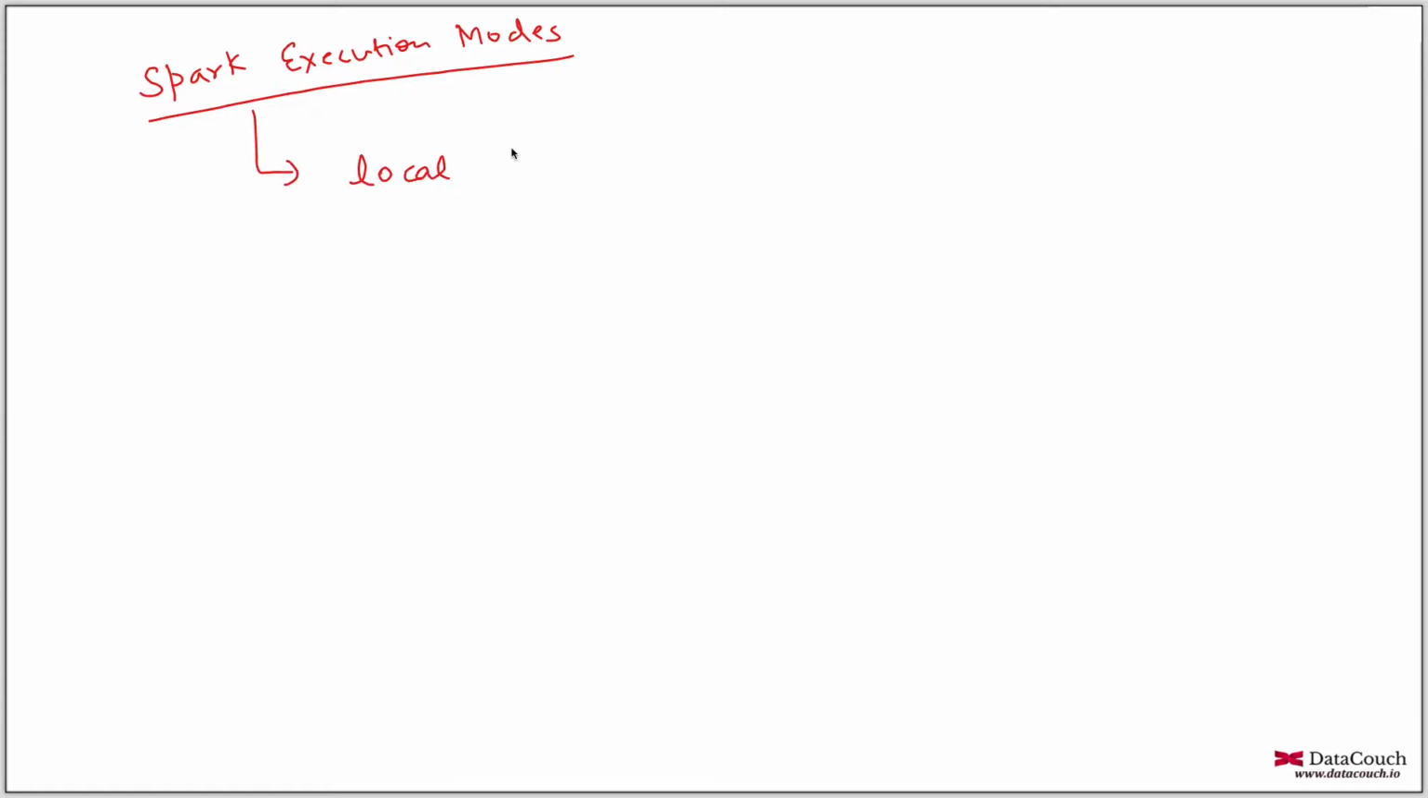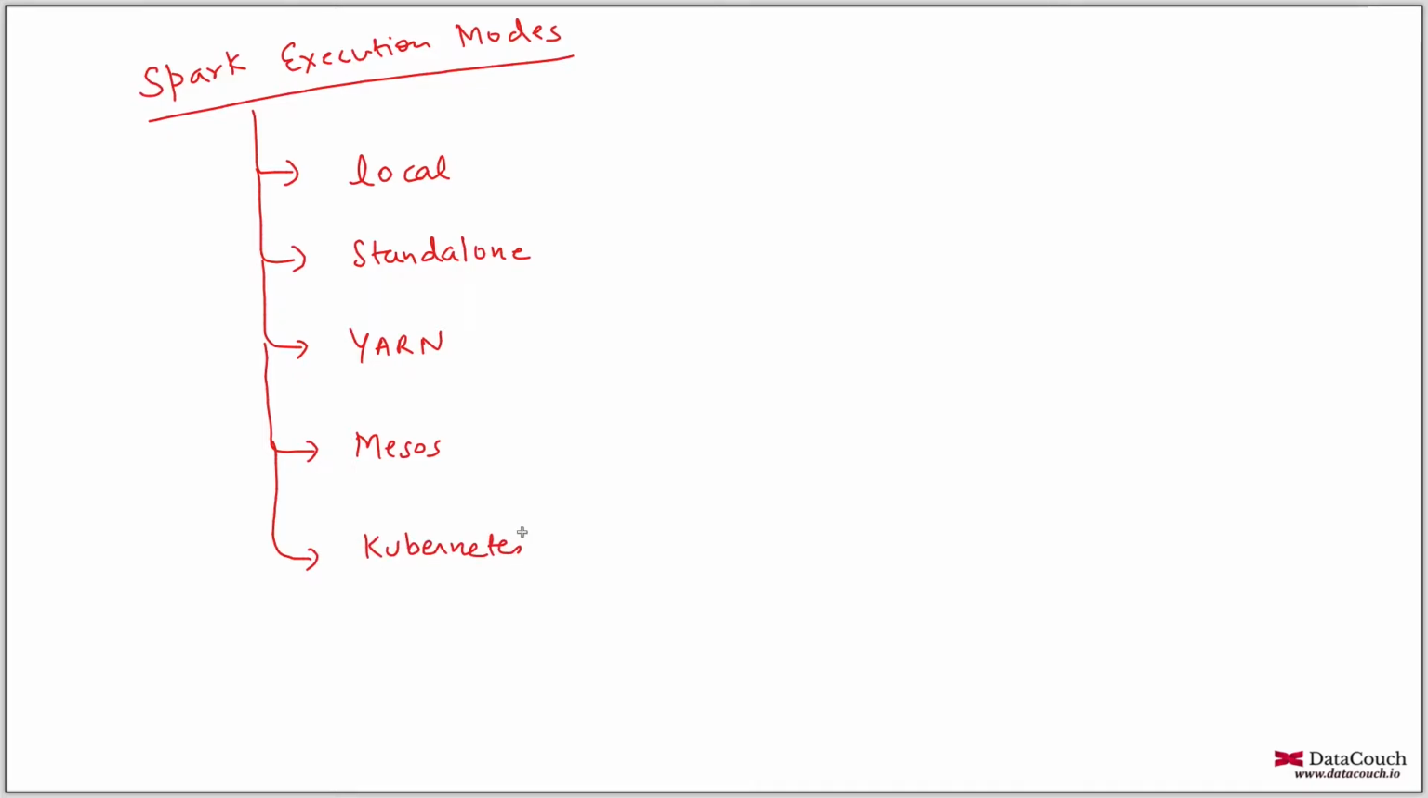One is local mode. Second one is standalone mode. Another mode is yarn mode. Another mode is Mesos mode. Another mode is Kubernetes mode. So Spark can run in multiple ways.